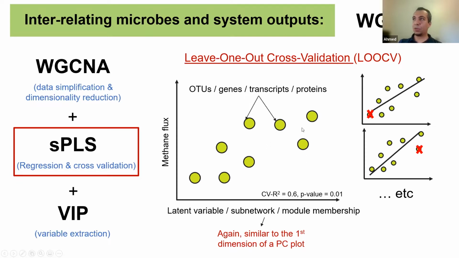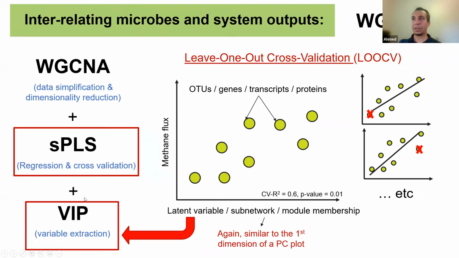What that allows you is to give relative importance to the different OTUs or the different variables that you have in this relationship. And that allows you to extract the variables of most importance. So this is the variable importance in projection.